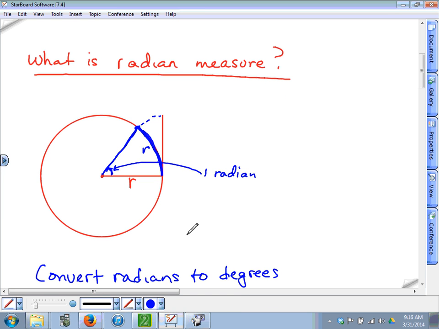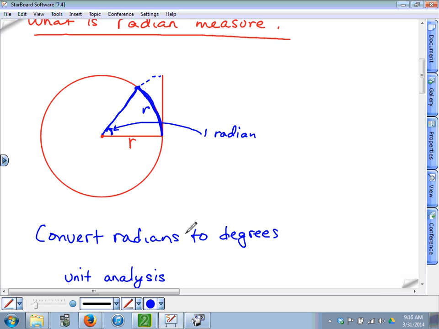So we need to talk about how to convert back and forth. If I give you something in degrees, how do we know what it is in radians? Or if I give you something in radians, how do we know what it is in degrees? This is what I was talking about for those that are in a chemistry class. You've already done some of this. Those that aren't in a chemistry class, that's all right. It's called unit analysis or dimensional analysis.